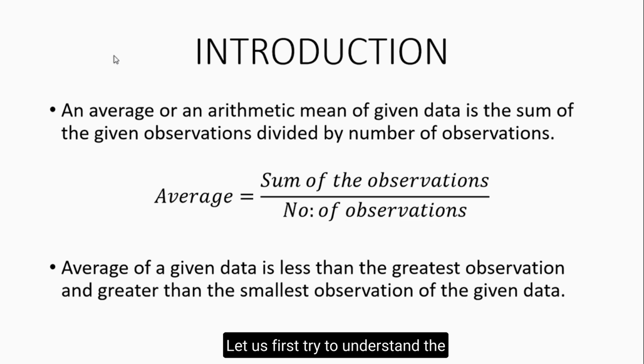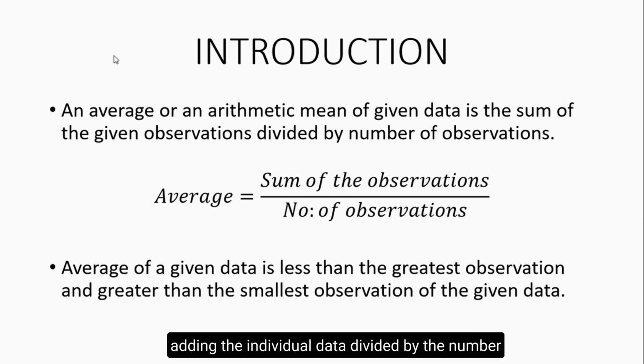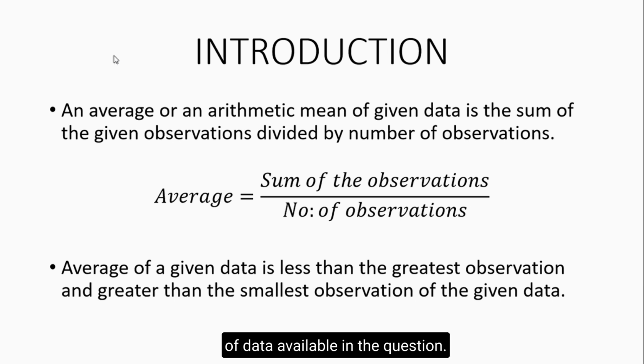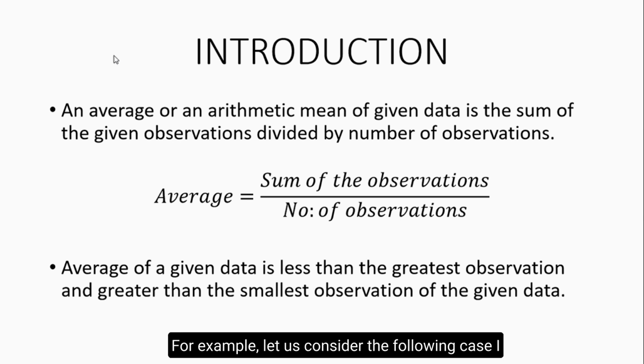Let us first try to understand the basic definition of the term average. So average is commonly expressed as the sum of the different observations divided by the total number of observations. That is, an average can be computed by adding the individual data divided by the number of data available in the question. For example, let us consider the following case.